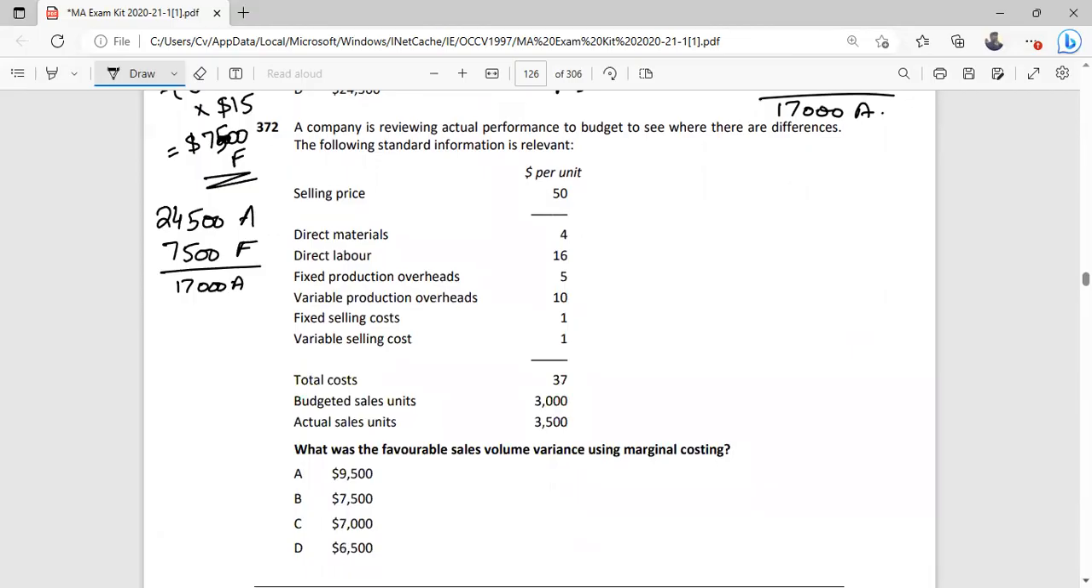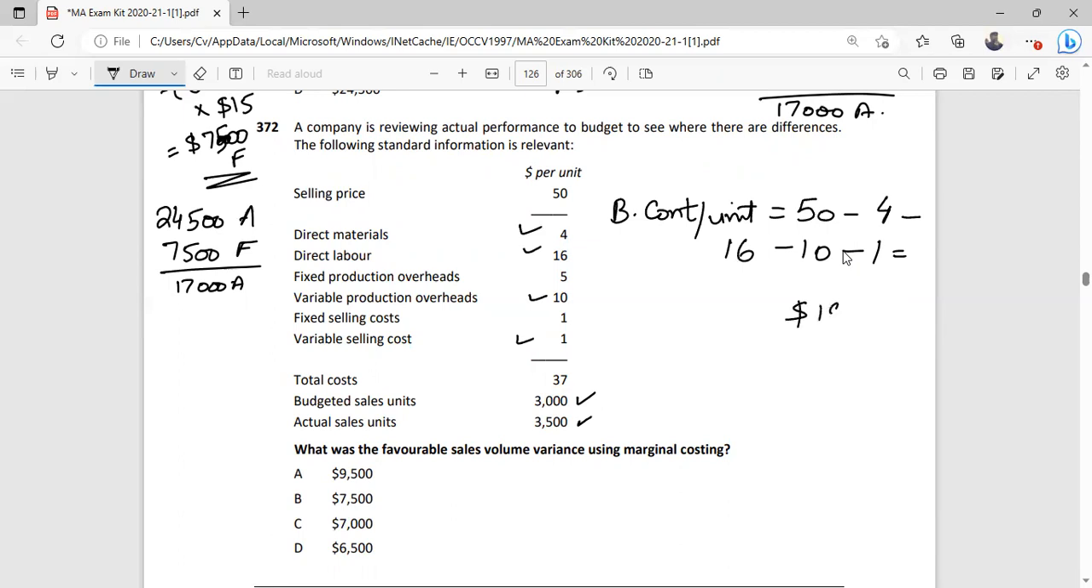Next question is, what was the favorable sales volume variance using the marginal costing? Marginal costing requires what? Budgeted sales minus actual sales into budgeted contribution per unit. So to calculate budgeted contribution per unit, we will deduct all the variable cost per unit from the selling price. 50 minus 4 minus 16 minus 10 minus 1. This one, this one and this one. So contribution is 19. Budgeted sales 3,000.